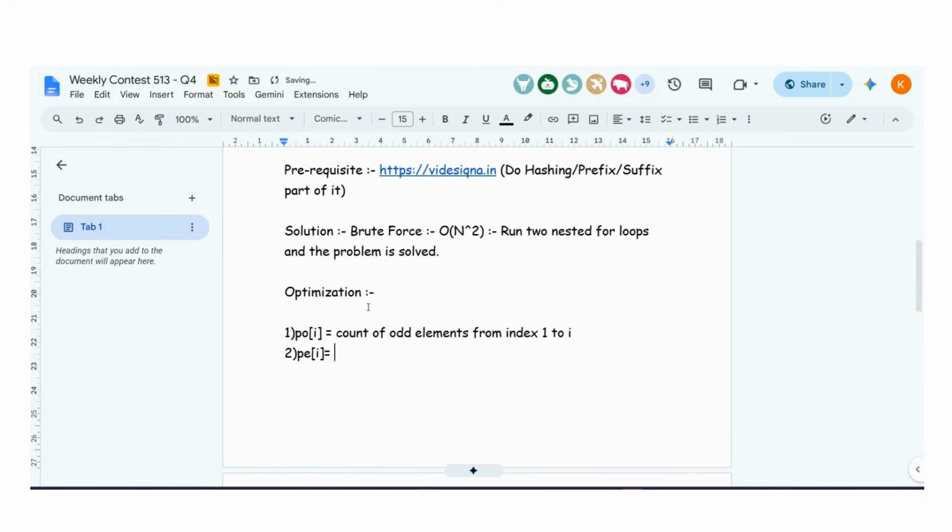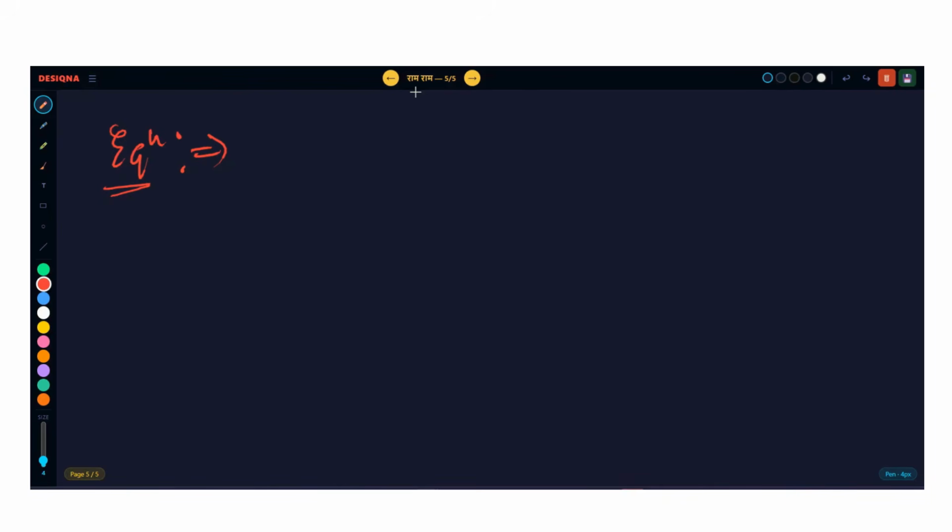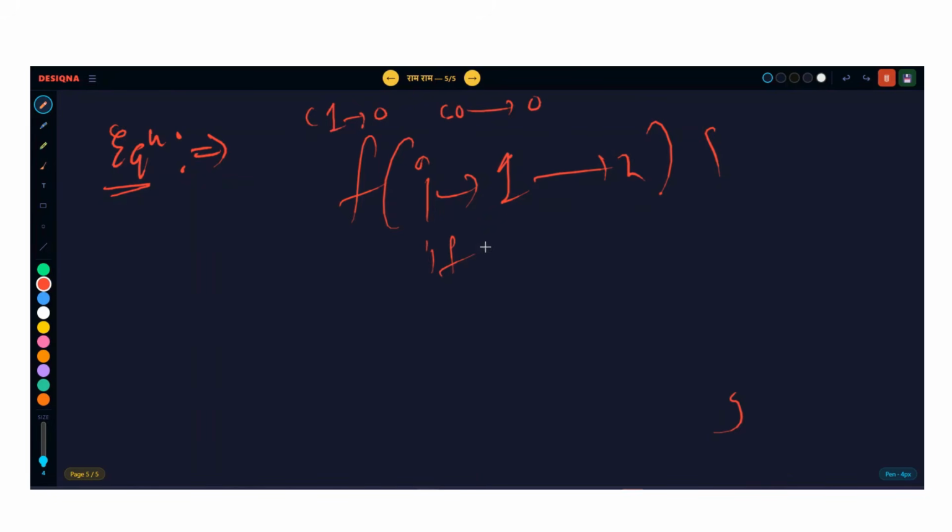PE of I will be what? The count of even elements from index 1 to I. So guys, do you know how to write a single for loop and calculate both these values? It's very easy, by the way. Some people might not know, so I'm showing them. We will assume one based indexing, I going from 1 to n. Let's write C1 as 0 and C0 as 0. If AI is odd, you will do C1 plus plus. Else, you will do C0 plus plus. So C0 holds the count of even numbers from index 1 to I, and C1 holds the count of odd numbers from index 1 to I.